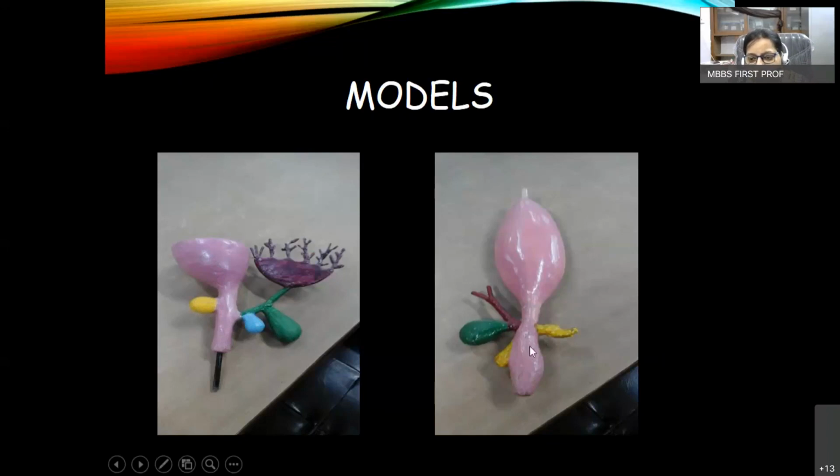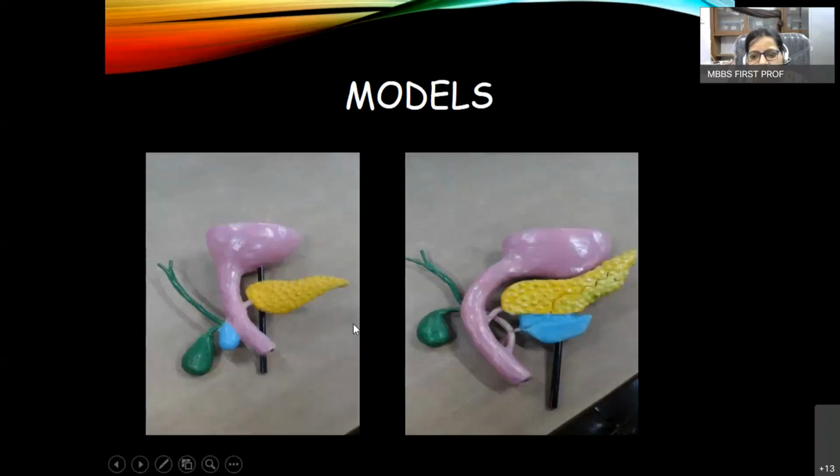And this is also a similar model. In this model, the same colors are used for both. Now here you can see the development of the pancreas. At the junction of the foregut with the midgut, two buds are formed, that is the ventral pancreatic bud in blue and the dorsal pancreatic bud in yellow.